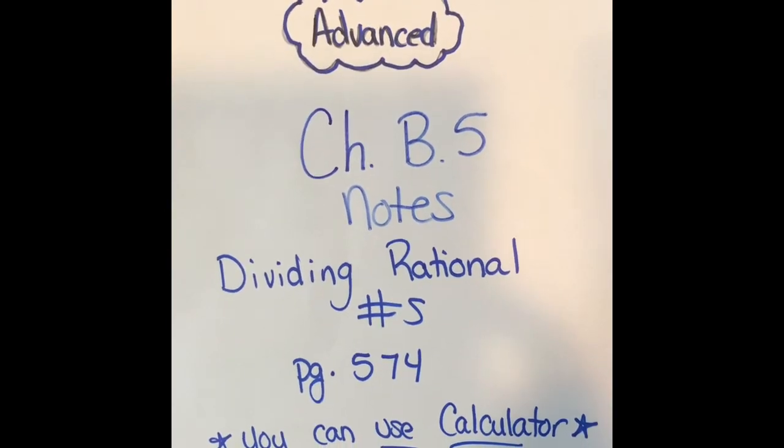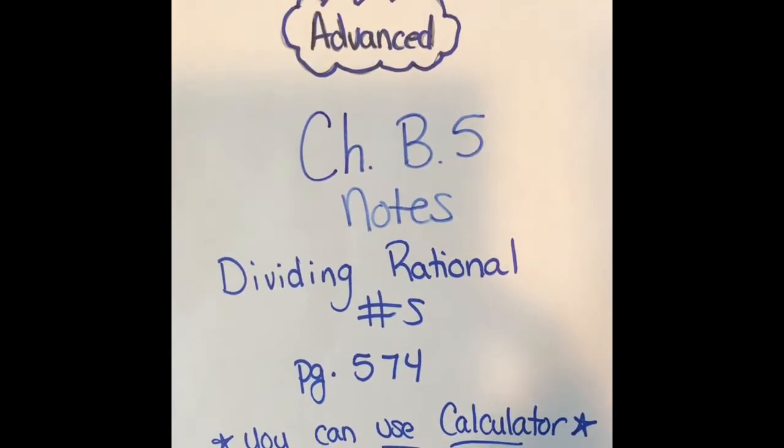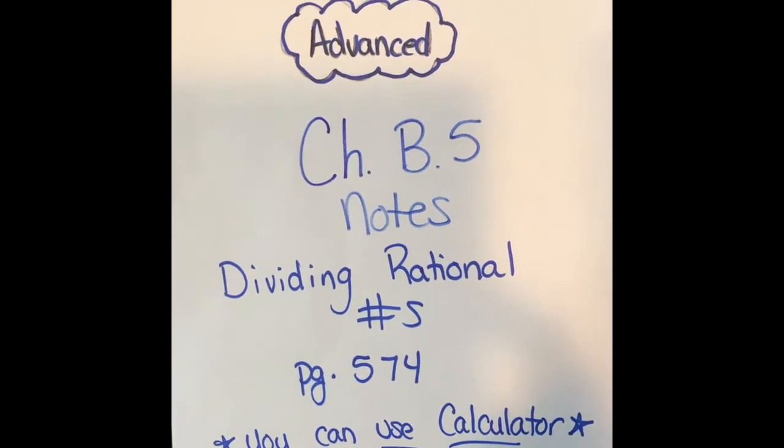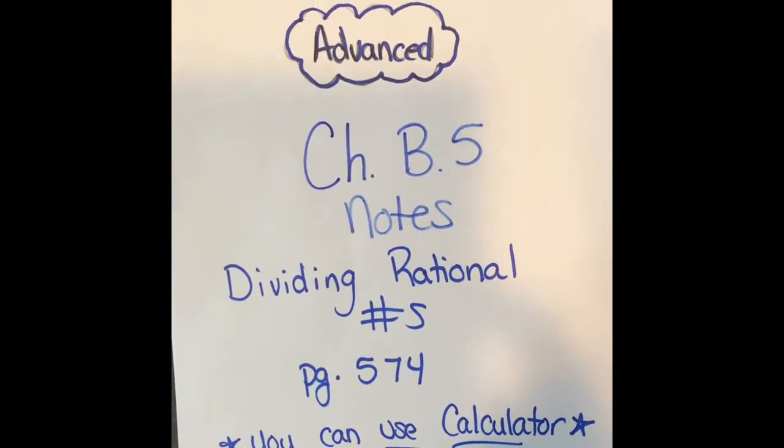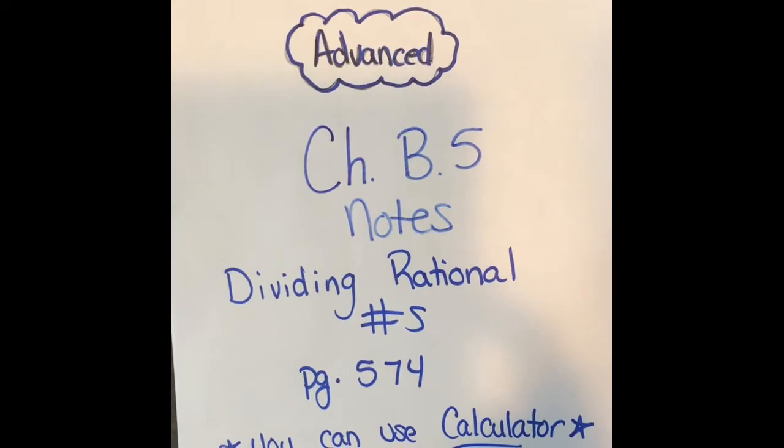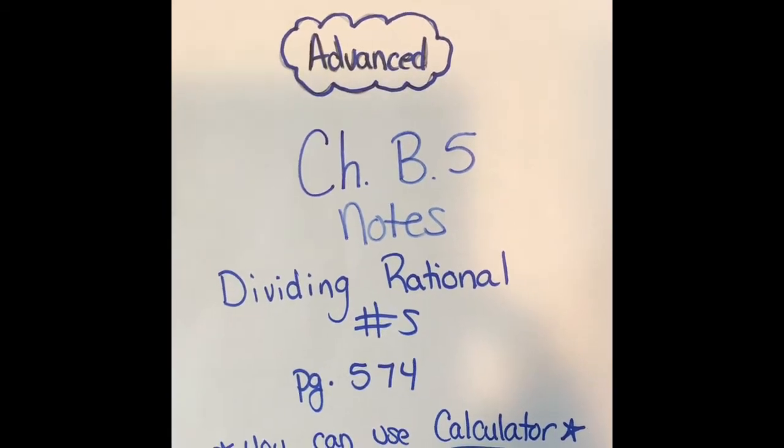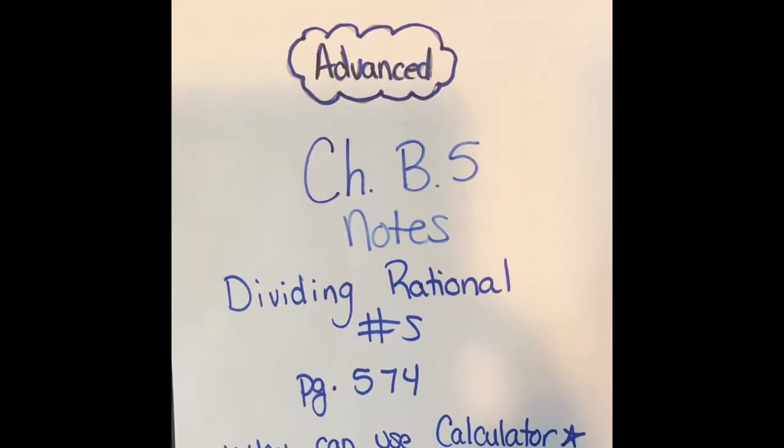All right, we are starting our last section, Chapter B, Section 5 on dividing rational numbers. Textbook, page 574, and for this section, you can use a calculator if it helps you.